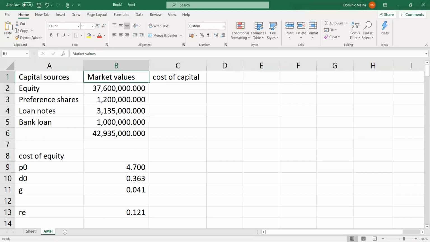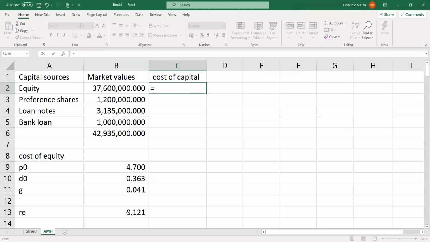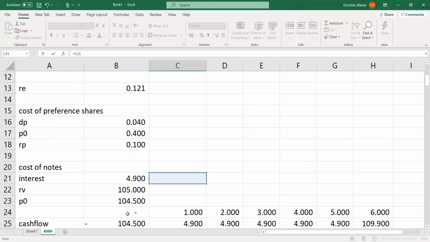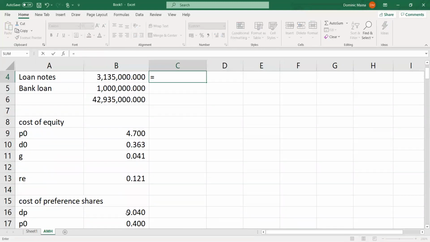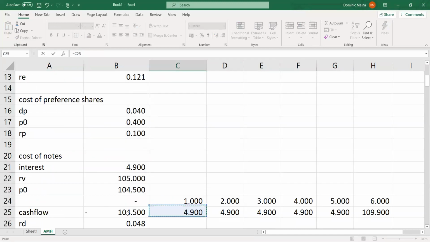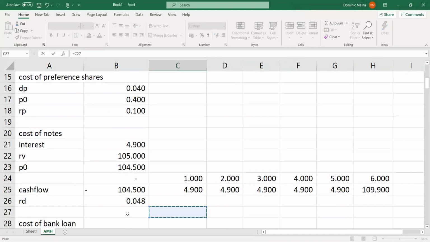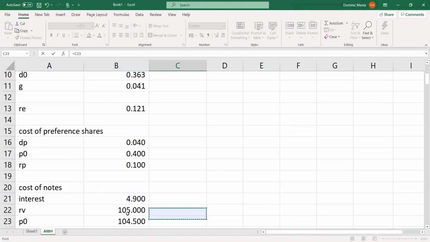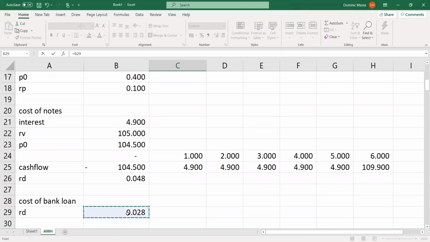Now you can get the weight. So maybe here let's refer to what we have already done. That's the cost of equity. Then cost of preference share, we have done it somewhere. Yes, it is. Then cost of the note, we have done it. So simply refer to the workings. Then cost of the bank loan, we have done it here. So I refer to the workings that we have done, 2.8.